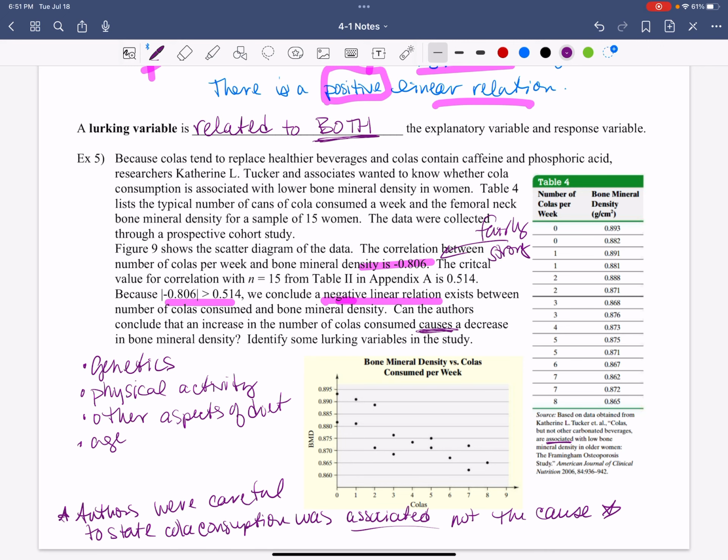So I just want to point that out to you as you're going through here and just pay attention. There are lots of lurking variables. You can't account for all of those. That's what makes an impact on it.